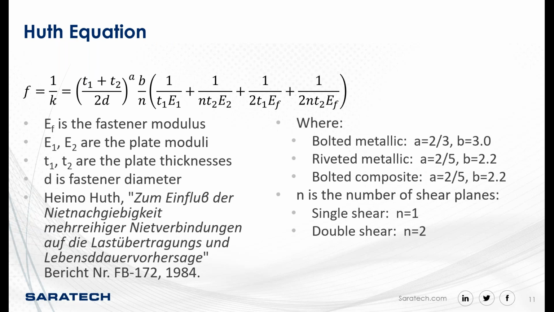So the Huth equation looks something like this, and you can see it has all the things you would expect it would have: the thicknesses of the members you're connecting together, the diameter of the fastener, the moduli of all the materials involved, and so forth. It also has some parameters that represent whether it's a metallic or composite structure, and whether it's in single shear or double shear. There's the original paper, if any of you want to go read it in German.